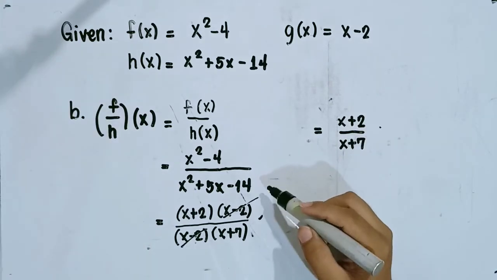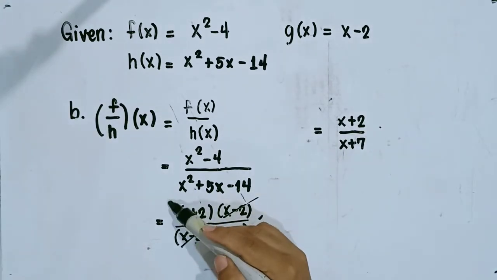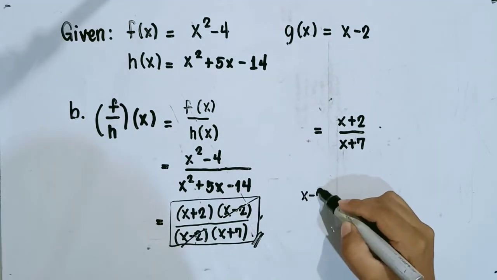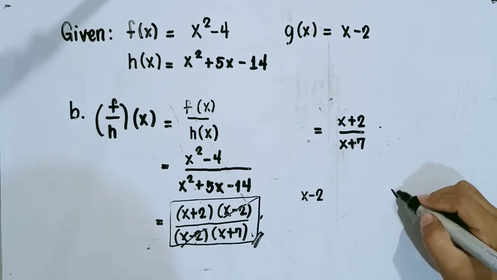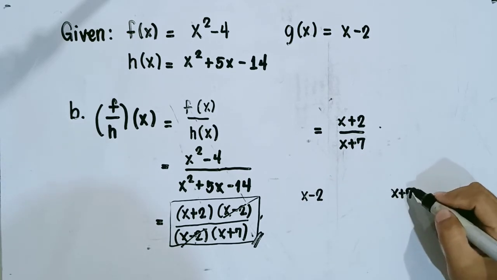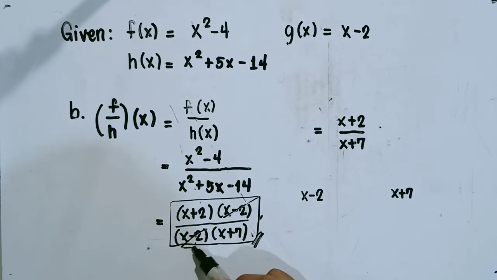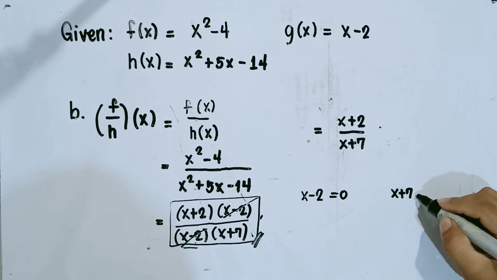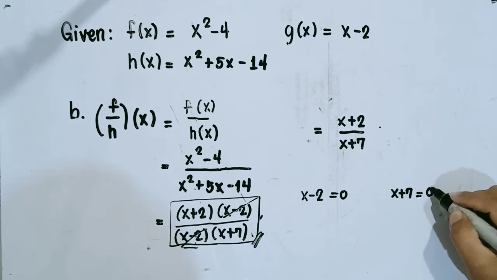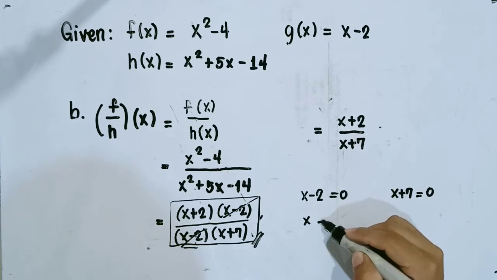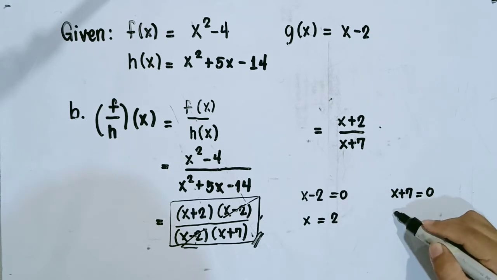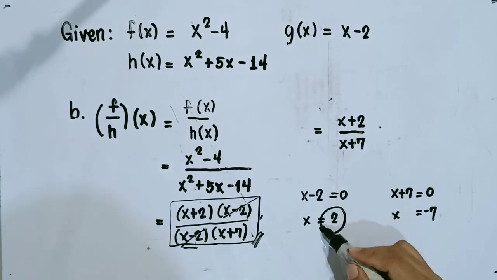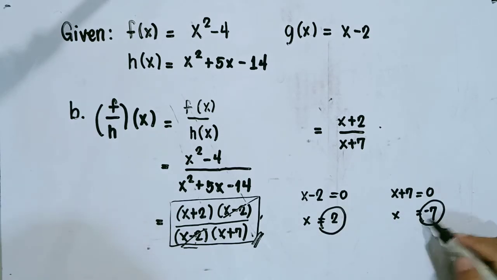In finding the restriction in the denominator, we will base from this. Our denominators are x minus 2 and x plus 7. So again, we will equate each of the expressions to 0. So x minus 2 is equal to 0 and x plus 7 is equal to 0. So transpose negative 2, answer is positive 2. Transpose positive 7, answer is negative 7. Therefore, we have two restrictions in the denominator.